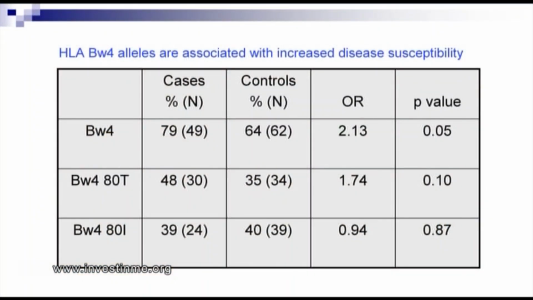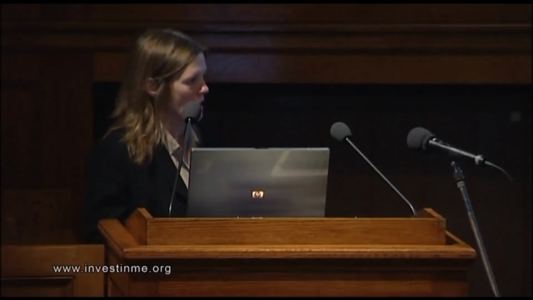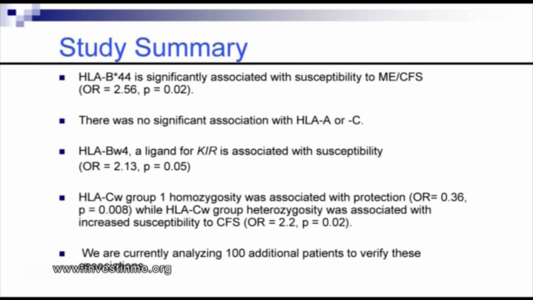Finally, if we look at the BW4 alleles, BW4 is associated with increased disease susceptibility, suggesting, again, that in a genetically susceptible host, you won't get the appropriate immune response to fight the pathogen because they're inhibited. So the summary is that HLA-B44 is significantly associated with susceptibility to ME/CFS. There was no significant association with HLA-A or C, though there are trends which suggest there could be. HLA-BW4, a ligand for KIR, is associated with susceptibility, as is heterozygosity at the CW1 subgroup, while homozygosity is associated with protection.